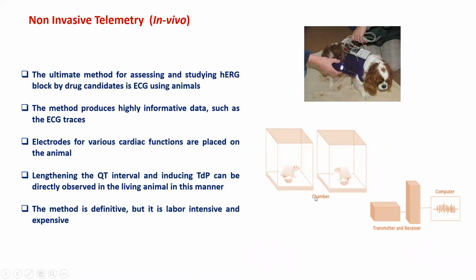So here you can observe this is the chamber where the animal can freely move, and they are connected with certain devices which can directly show on the monitor the change in the blood pressure, change in the ECG and change in the QT interval. So this is non-invasive telemetry.